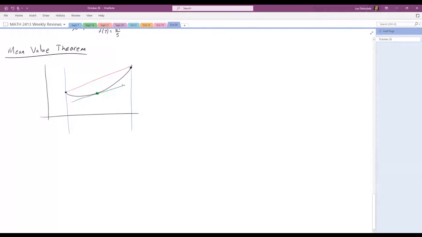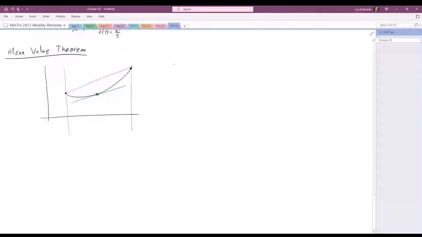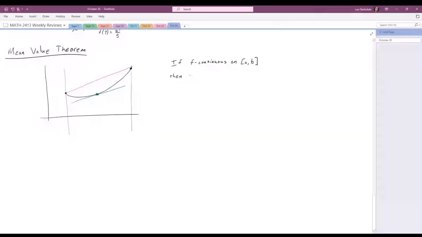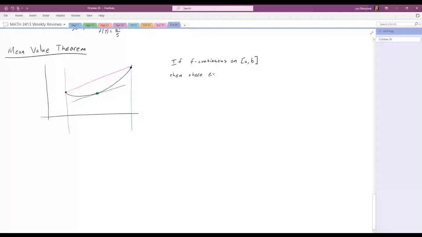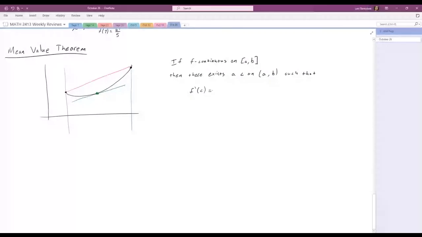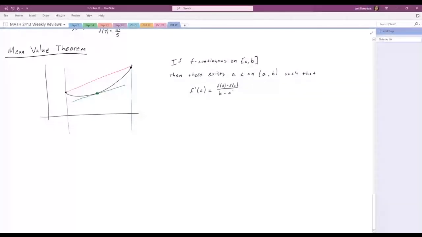And if we wanted to write that out formally, what we would say is if f is continuous on the closed interval from a to b, then there exists a c value on the open interval from a to b such that our derivative at the point c is equal to our average slope. So in this case, this would be the point c, where our derivative at that point is equal to our average slope.